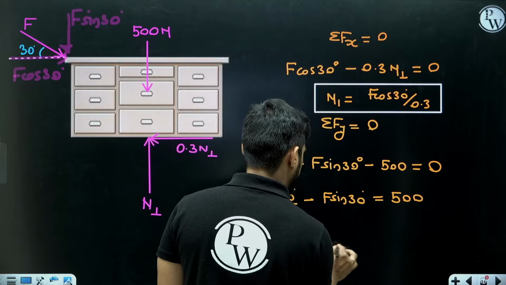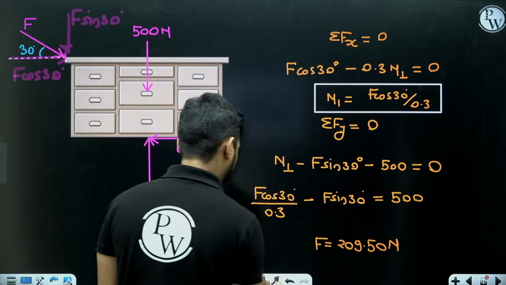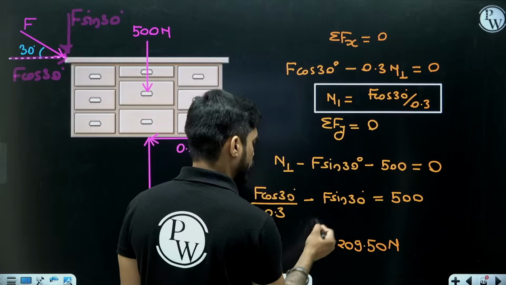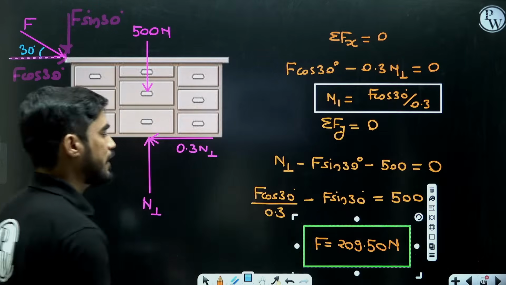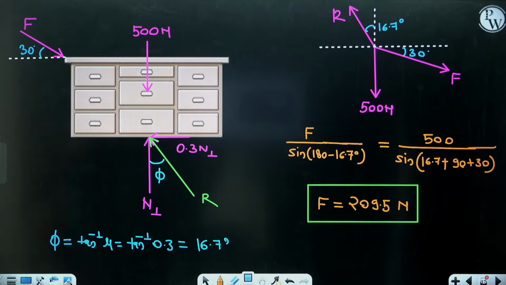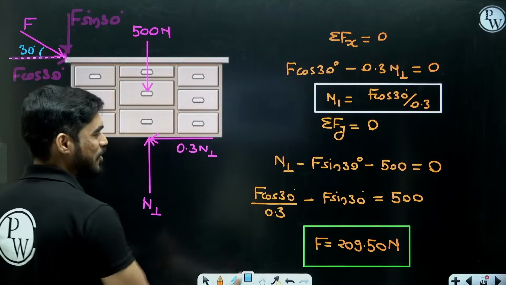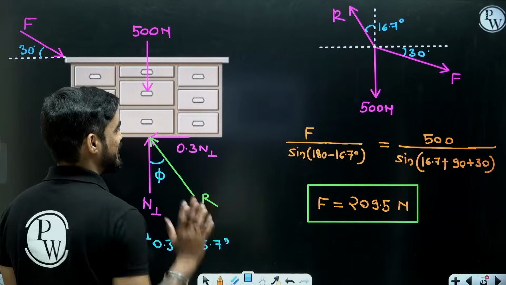Solve this and you will get 209.5 Newton. Okay, so from here also you can find the value, but this is more convenient because we have fewer equations to solve, right? Although it seems the same, it will take the same amount of time solving this and this.